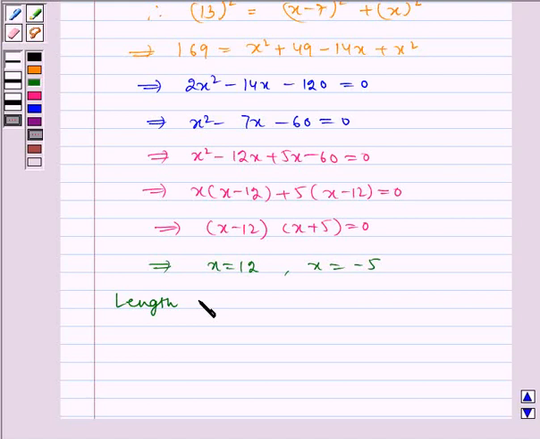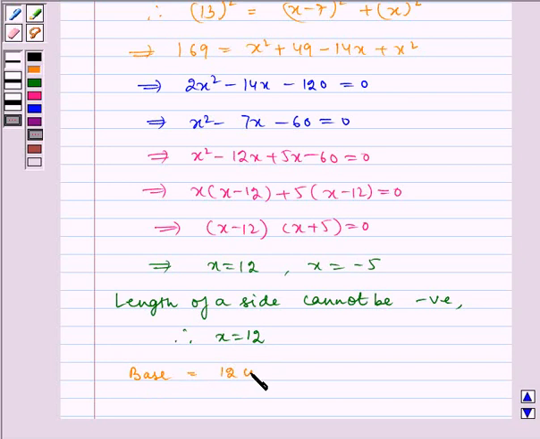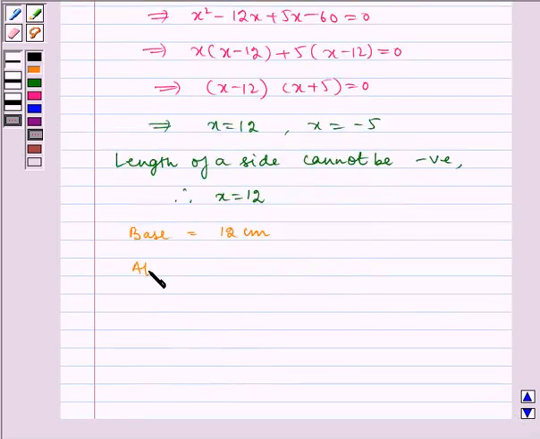Length of a side cannot be negative. Therefore, x is equal to 12. Hence, base is equal to 12 centimeter and altitude is equal to 12 minus 7, which is equal to 5 centimeter.